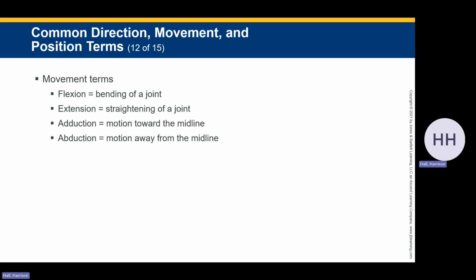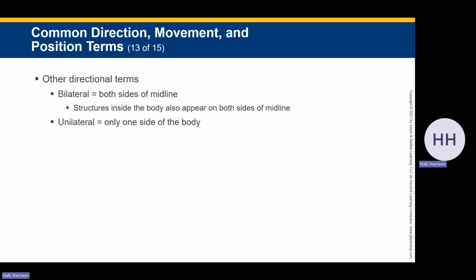Movement terms, so flexion. If you flex your biceps whenever you bring your arm up to do that, that is going to be actually bending your joint. But whenever you have your elbow fully straightened and locked out, that would be extension. Adduction, you're adding to your body. So if you take your hand and you move it all the way out to the right, if you bring it in towards your chest, that would be adduction, where abduction is going to be motion away from your midline.